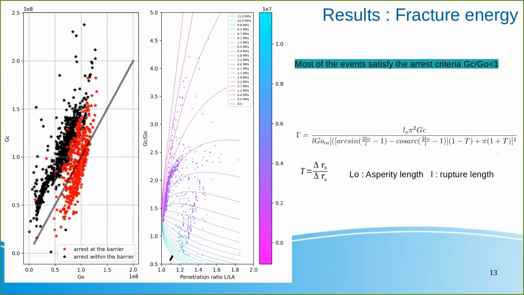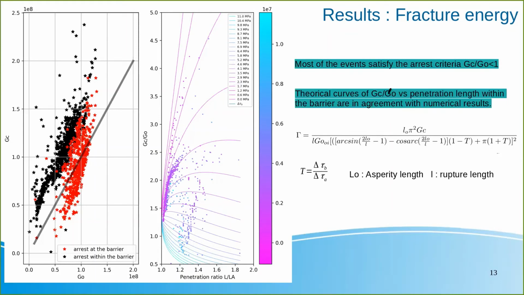So also we have a dependency on the stress drop ratio between the asperity and the barrier, as you can see in the color of the curves, and it also depends on the asperity length and the rupture length, as you can see. So after seeing these results, we can have some more discussion about it.